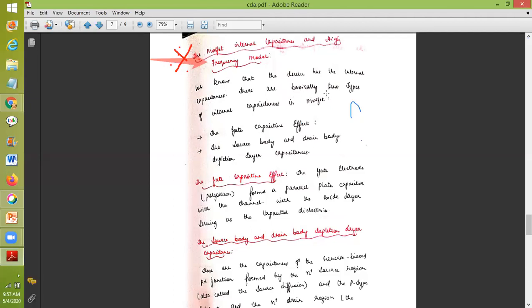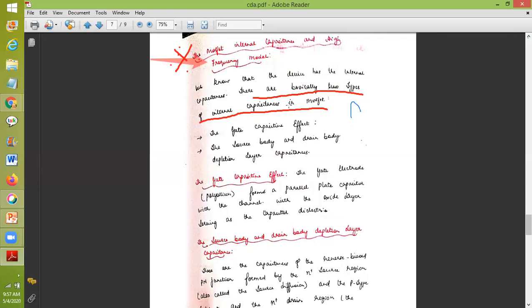There are two types of internal capacitance in a MOSFET. I repeat, the next part of the syllabus is that we are taking a MOSFET and giving it an input signal, and that signal will have very high frequency, in the megahertz range. So when the MOSFET is fed with a signal of very high frequency, how will it behave? For that we have to study these things. So basically, there are two types of internal capacitance in MOSFET.